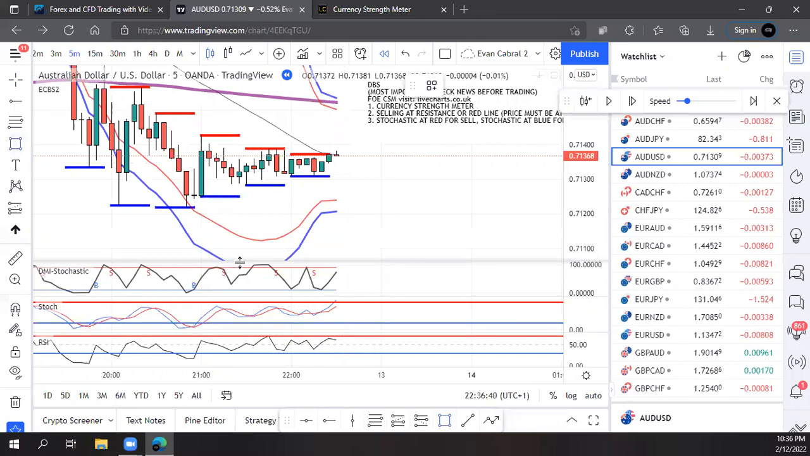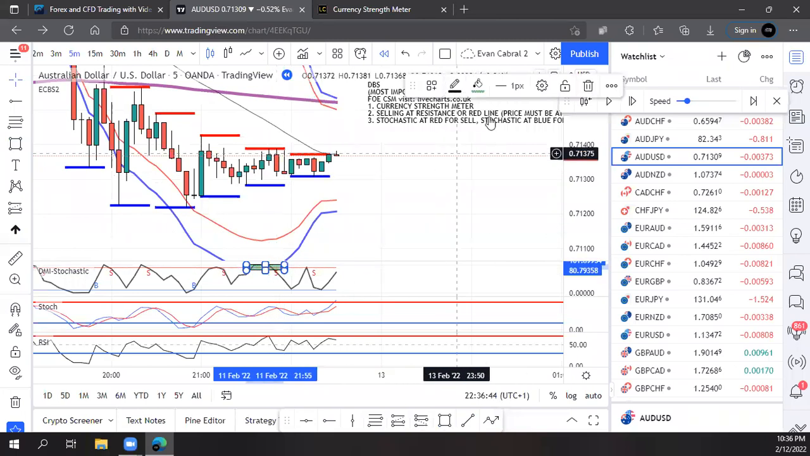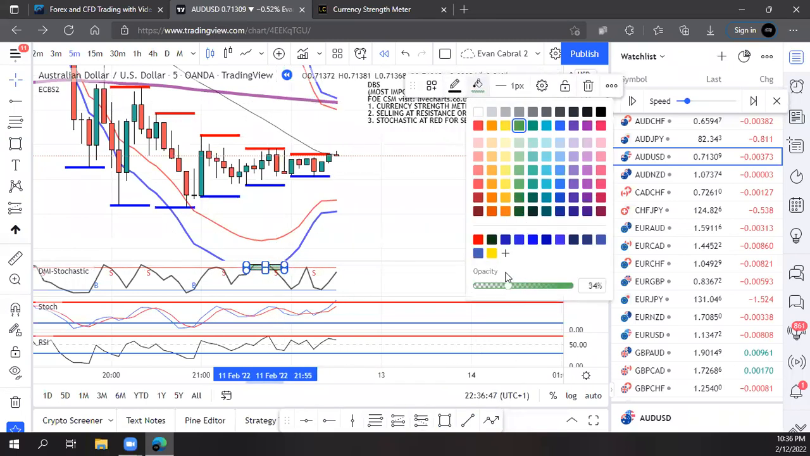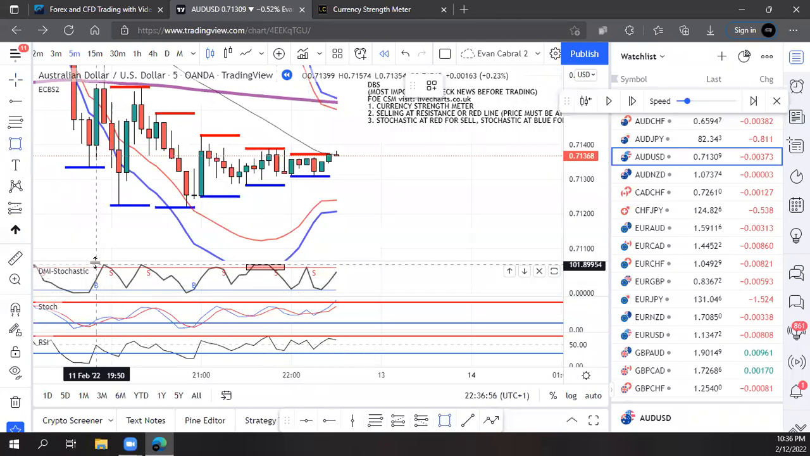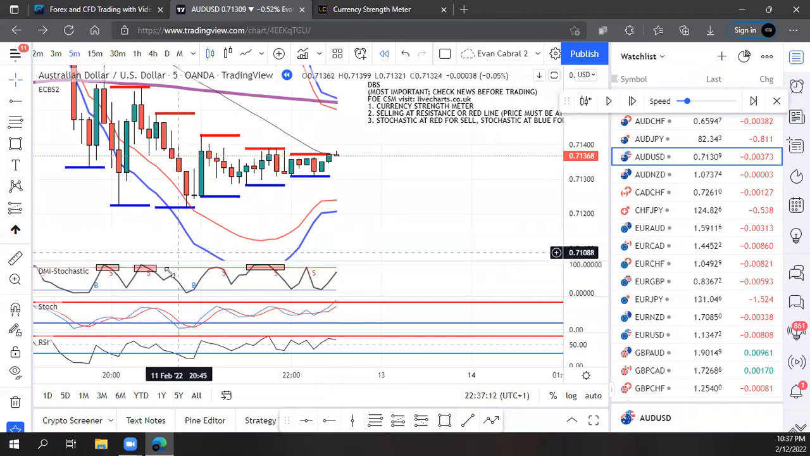If we're looking at the past, look at these areas. See these areas where the line actually came up here? It came up to this red area and it started crossing down. Look at this other area here. It's doing the same thing. I want you to always do something like this. This is what I'm trying to spot out for the DMI.